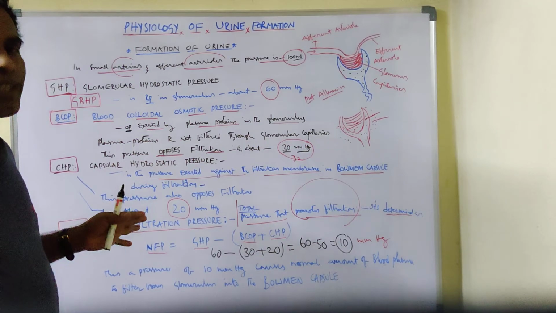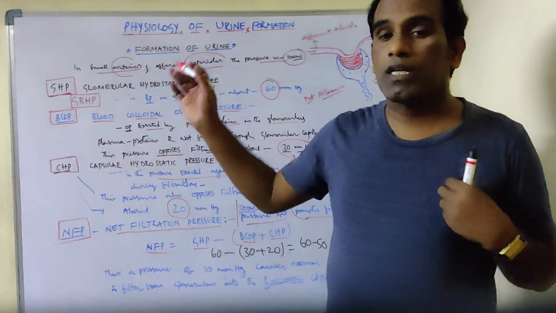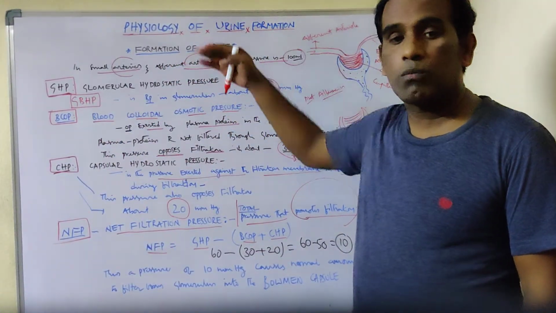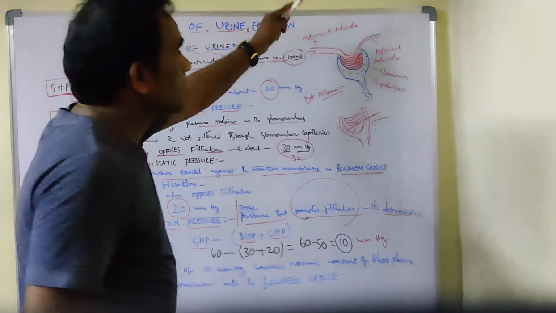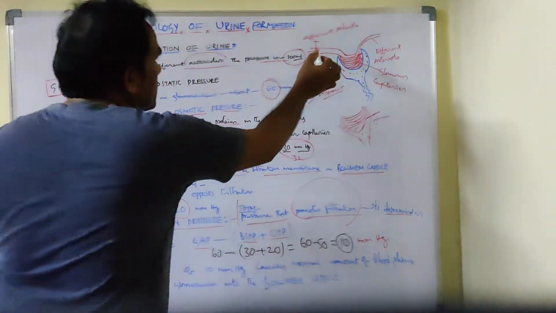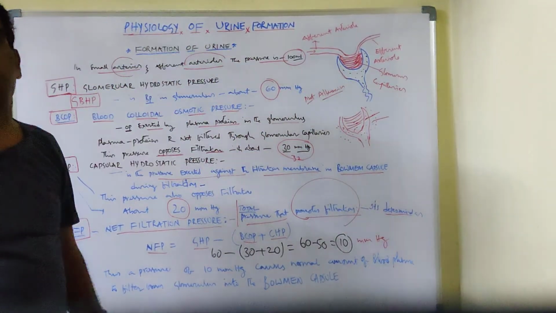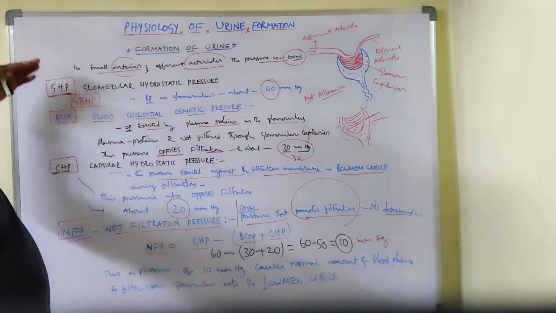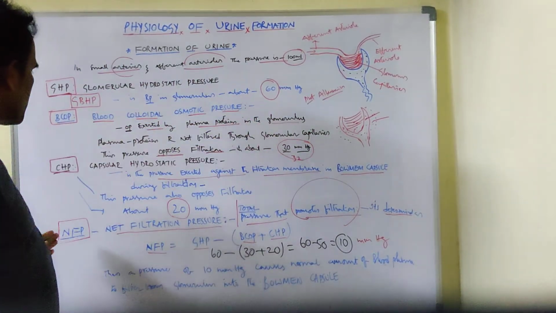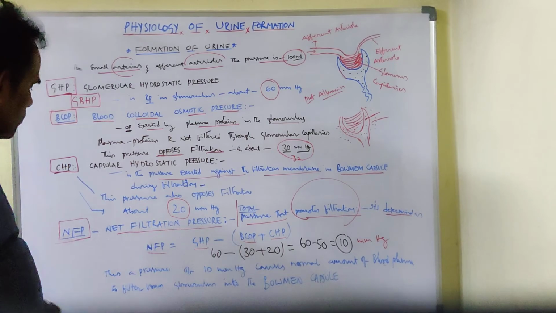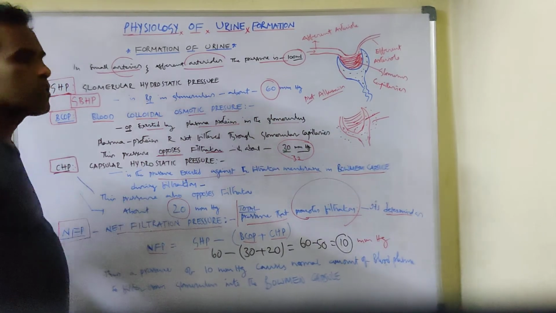So ultrafiltration, the filtration, means the pressure difference. The afferent arteriole lumen is wider and the glomerular efferent lumen is narrow. Therefore the blood pressure increases in the glomerular capillary, so continuous filtration of blood takes place. In that we discussed GHP, BCOP, and the total NFP. So this is about ultrafiltration.